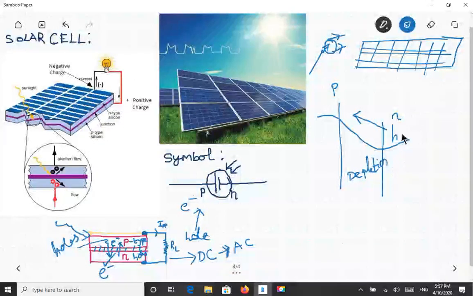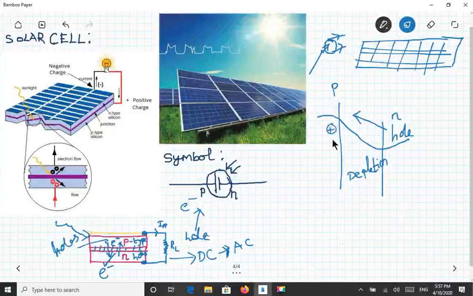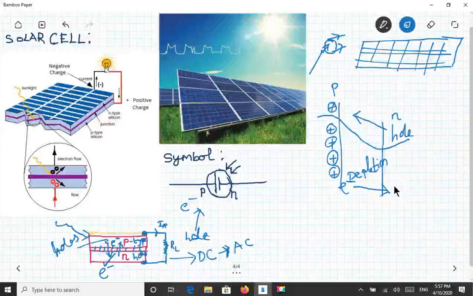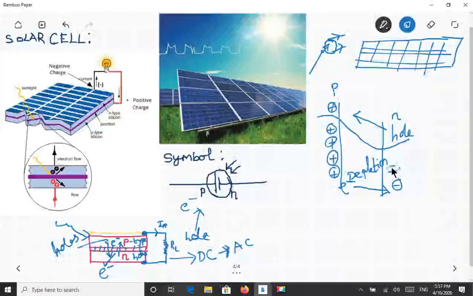So the minority carrier in N-type is the hole, which will travel to the P-type, which already has holes as its majority carrier. So these minority holes will also reach here, which is always at a higher potential. Likewise, the electron from this region, the minority carrier in the P-type, will reach the N-type region, which already has many negatives.